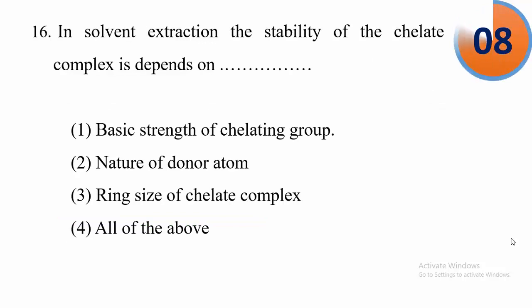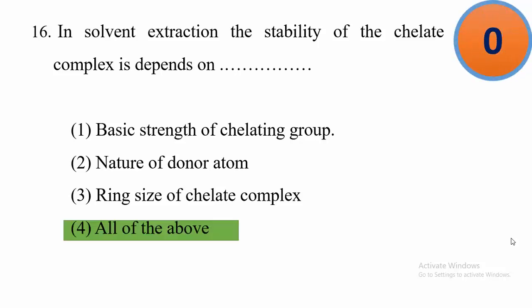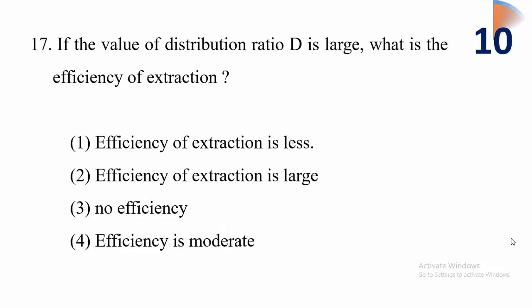In solvent extraction, the solubility of the chelate complexes depends on basic strength of chelating group, nature of donor atom, ring size of chelate complex, and all of the above. The correct option is all of the above, because when the chelate complex is formed, it depends on the basic strength of the chelating group, nature of donor atom, and ring size. The more basic the compound, the more stable the complex; the donor atom may be electronegative or electropositive; and the ring may be 4-member, 5-member, or 6-member. Therefore it depends on all of the above factors.